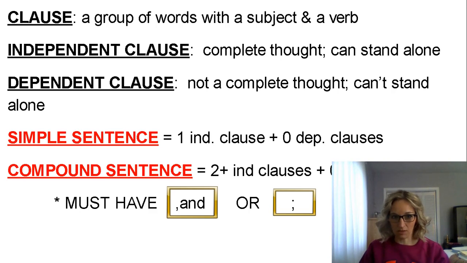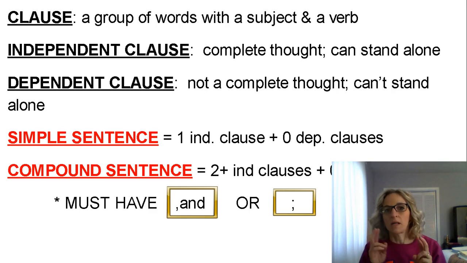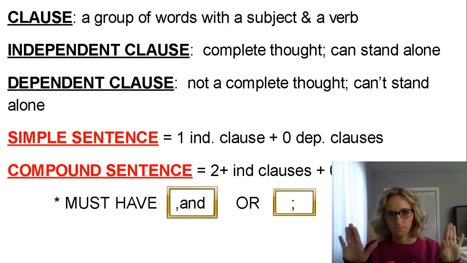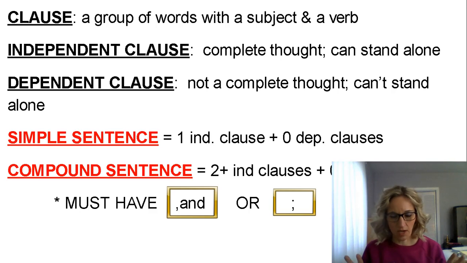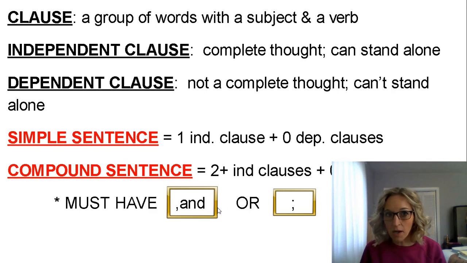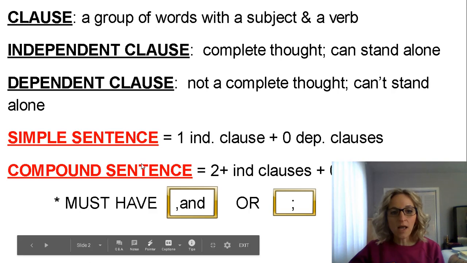A compound sentence, though, has two or more, could have more than two, but at least two independent clauses, but still zero, no dependent clauses. So there are still no relative pronouns introducing noun clauses or adjective clauses, no subordinating conjunctions introducing adverb clauses, okay? But in order for a sentence to be compound, in order for it to have two or more independent clauses, you must have a comma and a coordinating conjunction. Now I just put and there because that's the most common one, but it could also be but, for, nor, yet, okay? With a comma.